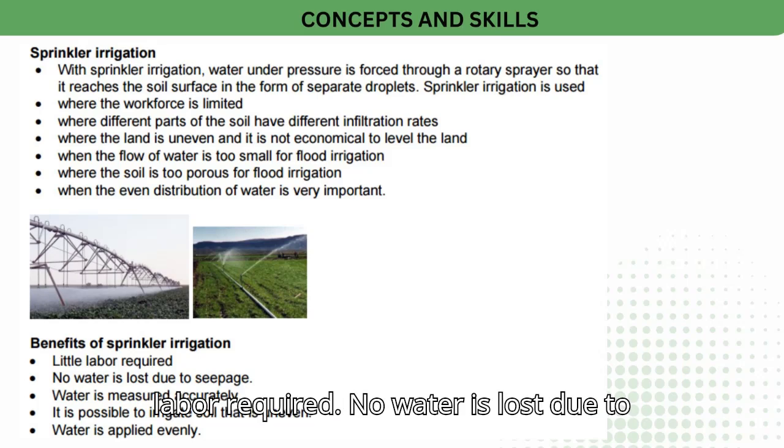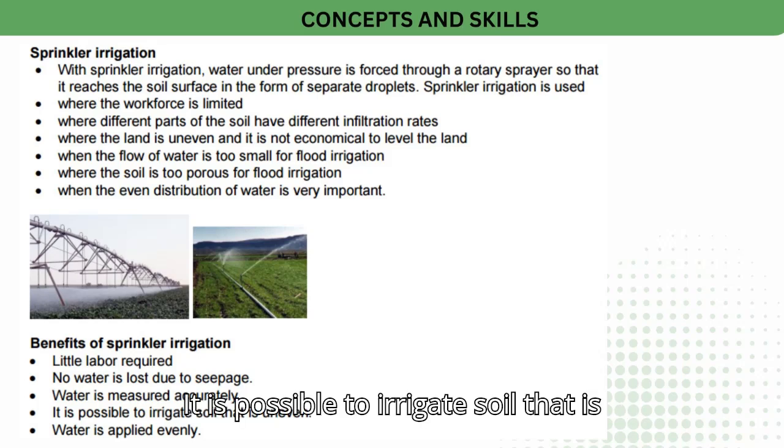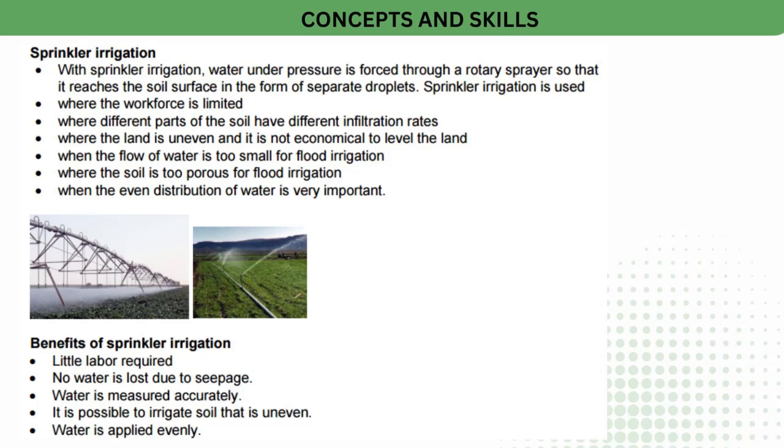Benefits of sprinkler irrigation. Little labor required. No water is lost due to seepage. Water is measured accurately. It is possible to irrigate soil that is uneven. Water is applied evenly.